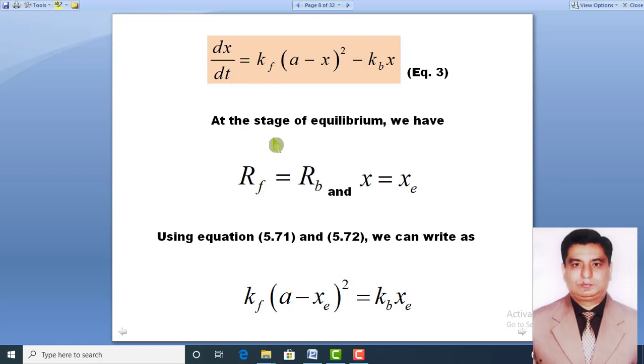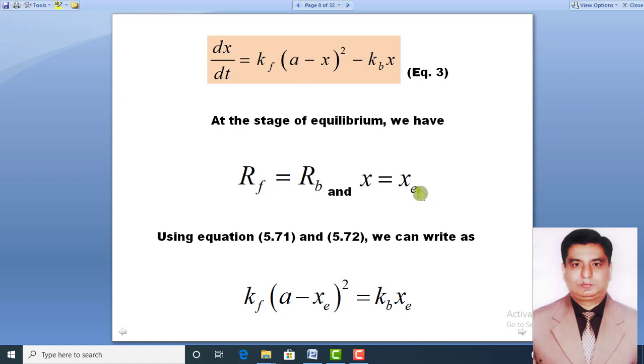But there will be a stage of equilibrium. What is the stage of equilibrium? It is that state at which the rate of the forward reaction will be equal to the rate of reverse or backward reaction. So at this stage, when both the rates of forward and backward reactions are equal to each other, then Rf will be equal to Rb. Therefore, X will be equal to Xc, and Xc is called equilibrium concentration.